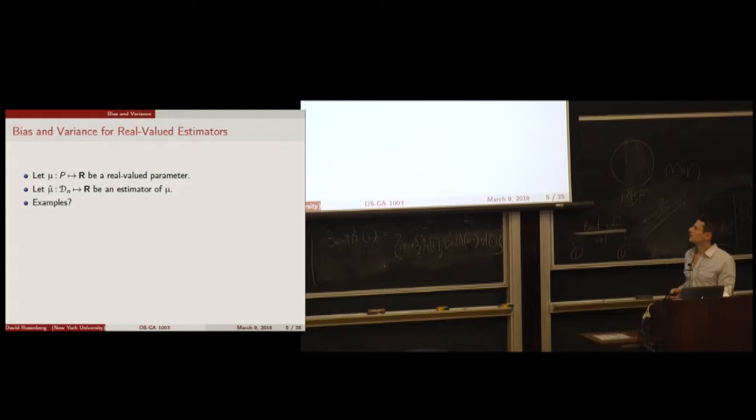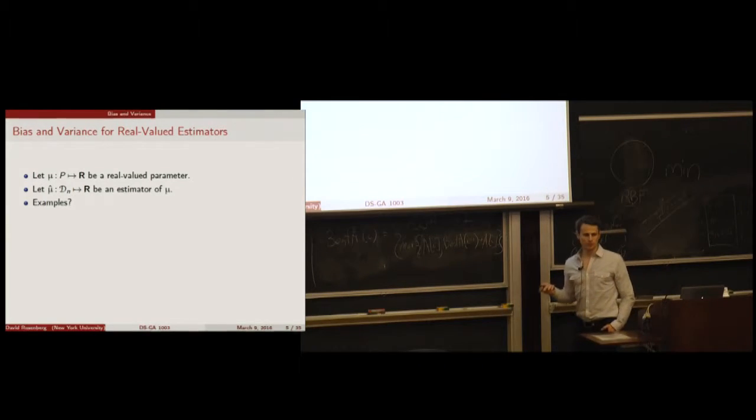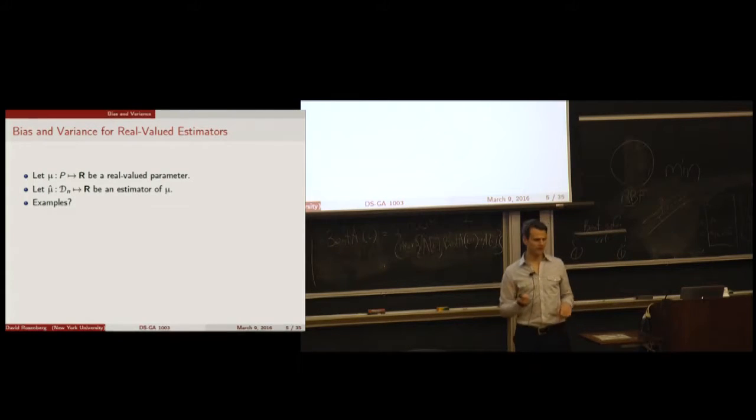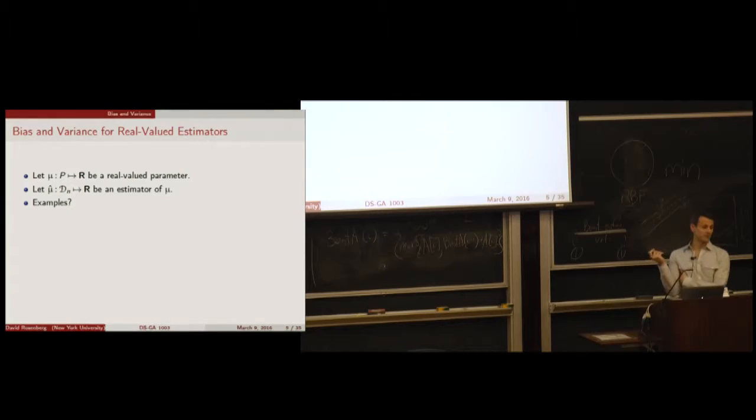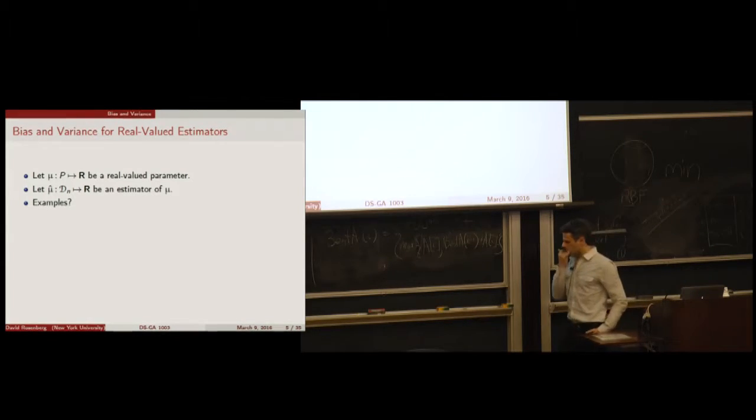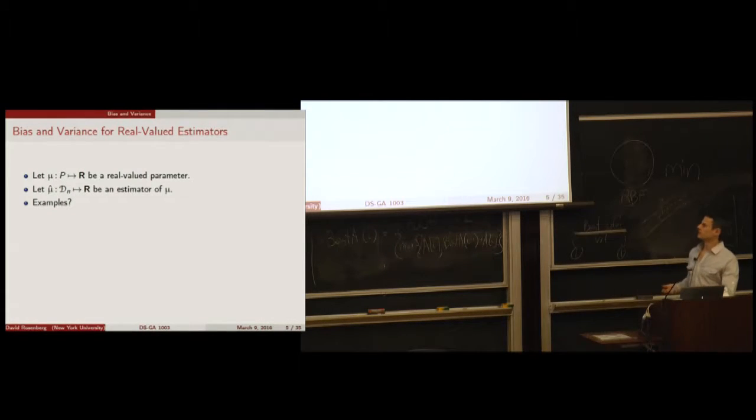OK. So suppose we have a real valued parameter. So most of the things we mentioned were real valued. The mean, standard deviation, these are all numbers, real values. They don't have to be. A parameter could be more than just a real value. It could be a function itself. Could be a pair of numbers. Anyway, but in this case, real valued parameter. And mu hat is our real valued estimator of mu. And when we have real valued estimators and parameters, we could do things like talk about bias and variance.